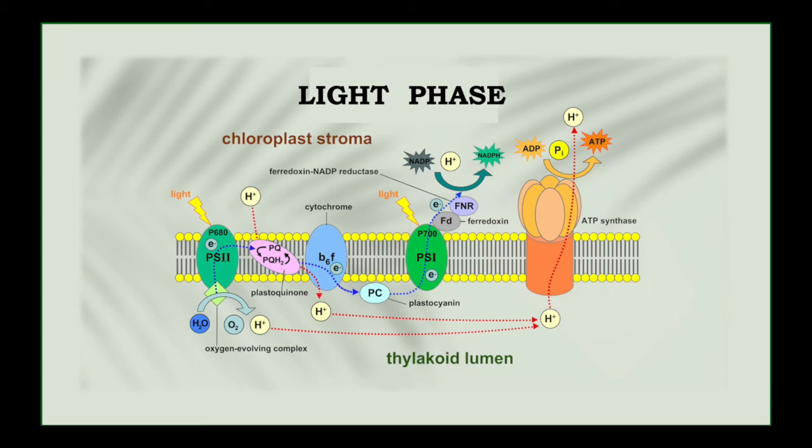But this H plus ion ultimately will be coming out via a specific ATP synthesis machinery, which is called ATP synthase, and thereby the ATP is produced. So we can see in this light phase there are three major end products, which is oxygen, ATP and reduced NADP. The last two, namely the ATP and reduced NADP, will be utilized during the dark phase.